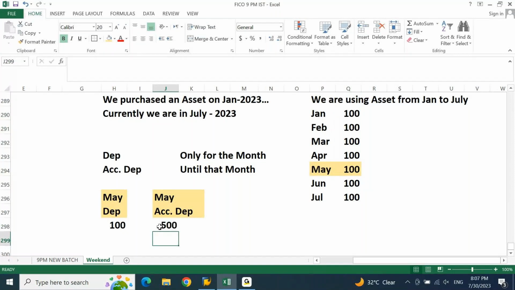Yes, sir. Very much clear. Sir, I have one more doubt. Like methods of depreciation, on what basis are we going to apply, sir? Yeah, that I'll write down now. Okay. Got it, sir. Thank you.